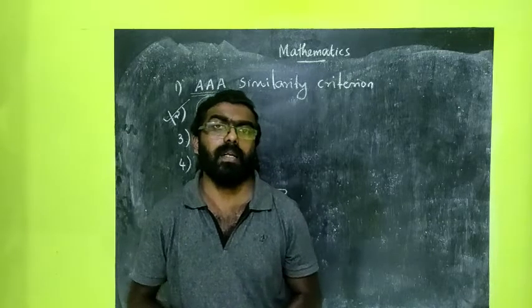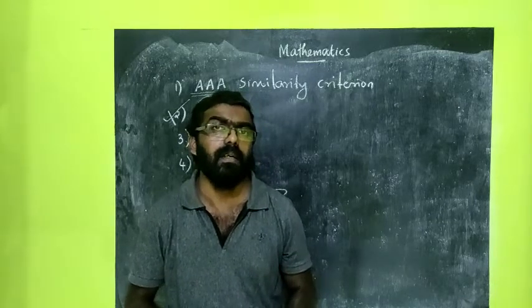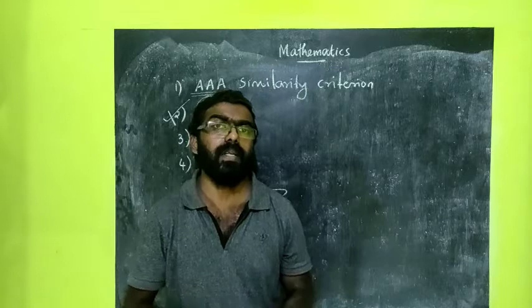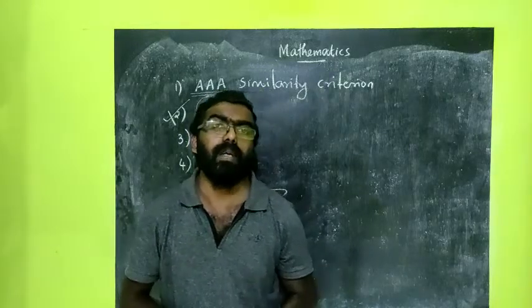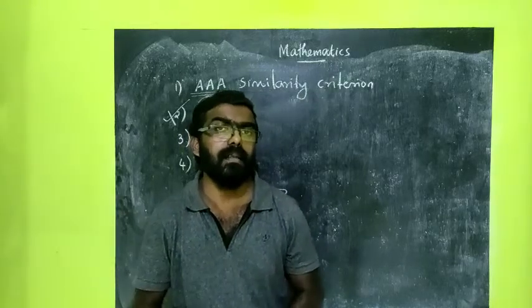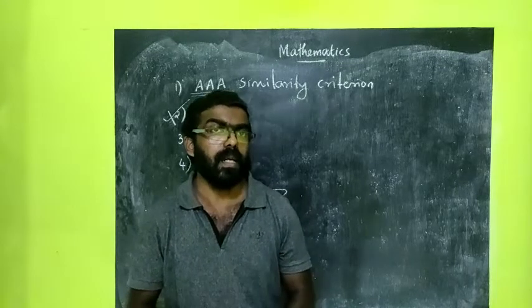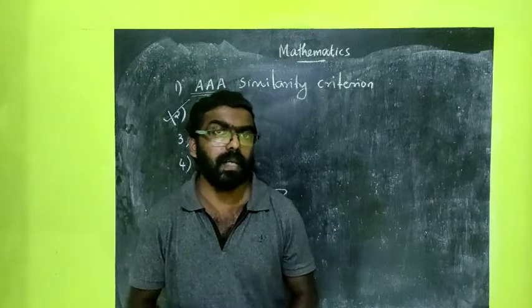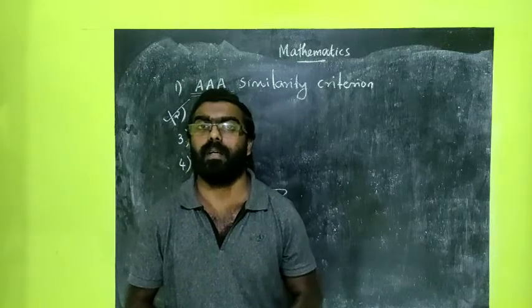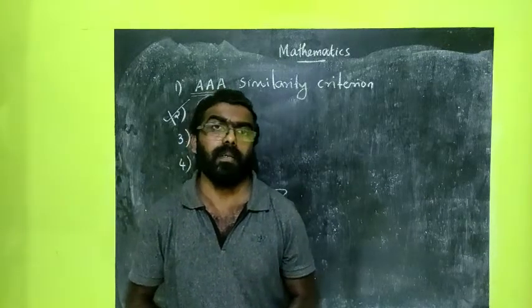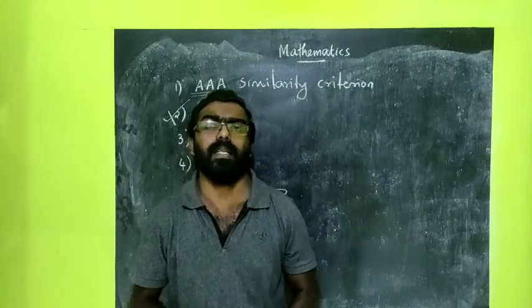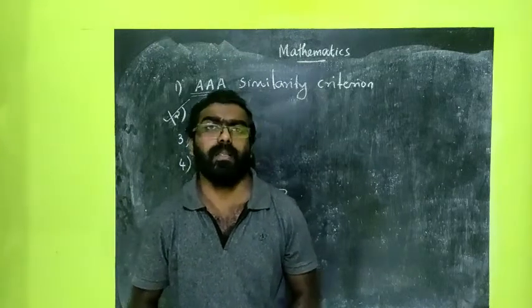Exercise 6.3. The first question here we are given some pictures, that means pairs of triangles, and we have to state which among the following pairs are similar and also write the similarity criterion: AA criterion, SSS criterion, or SAS criterion, that we have to mention. So it's a simple question. You can do it as an activity. If you feel any difficulties, you can ask me.